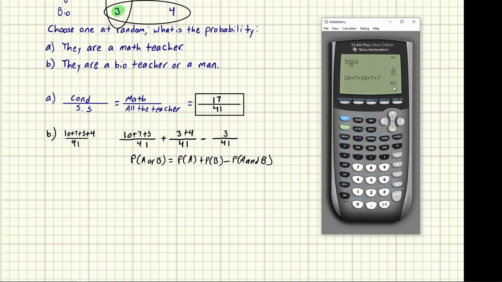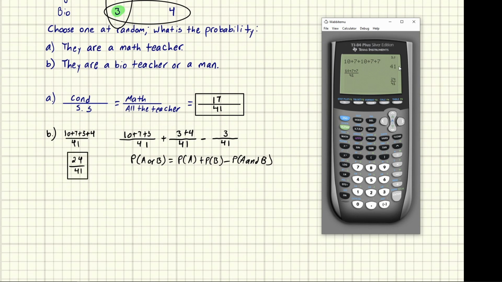All right, so let's pop this in our calculator. So I'm going to type a fraction. I'm just going to go to the green key and then F1 to get to the fractions. And the top's going to be 10 plus 7 plus 3 plus 4 is 7, and the bottom is going to be 41. And we get 24 over 41. 24 over 41 is our answer.